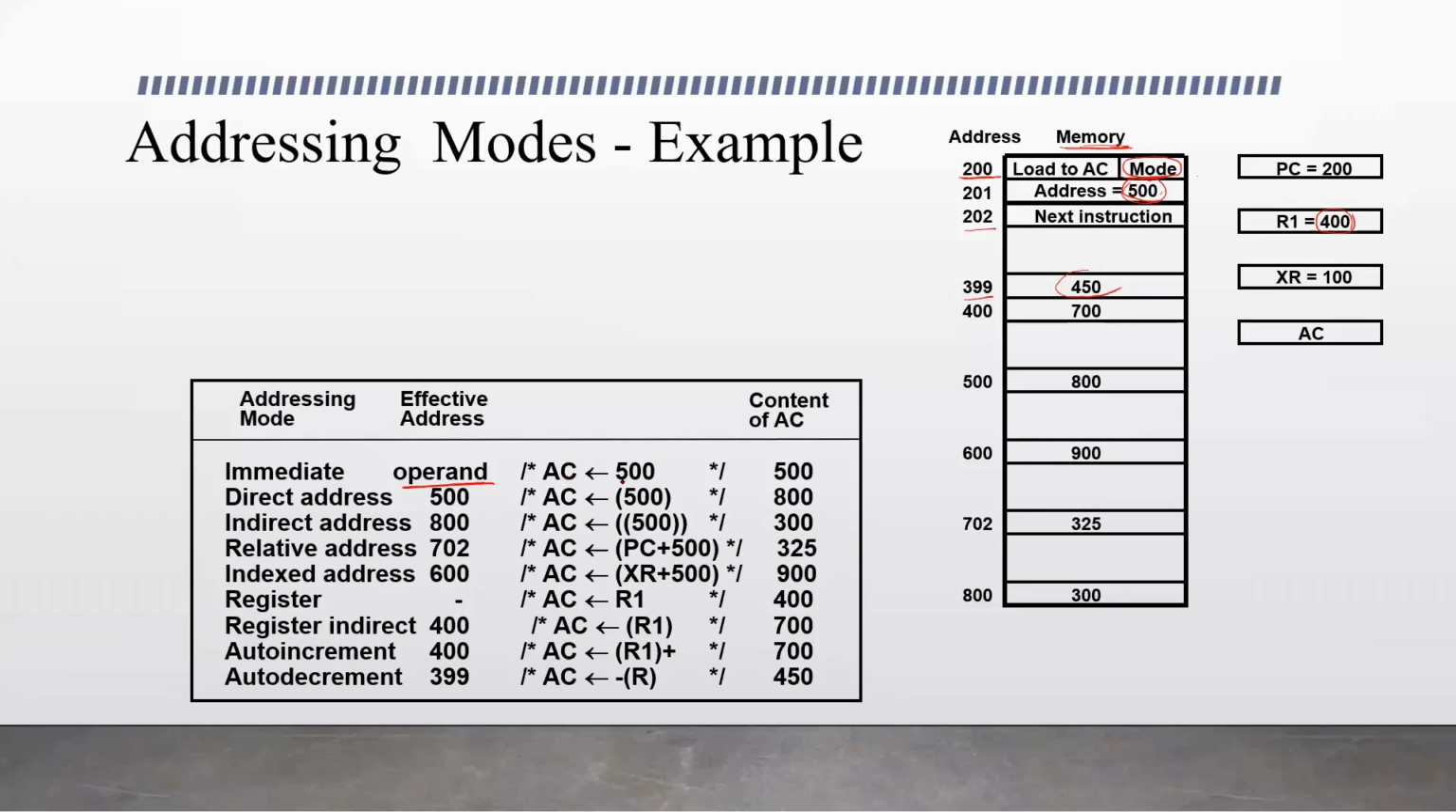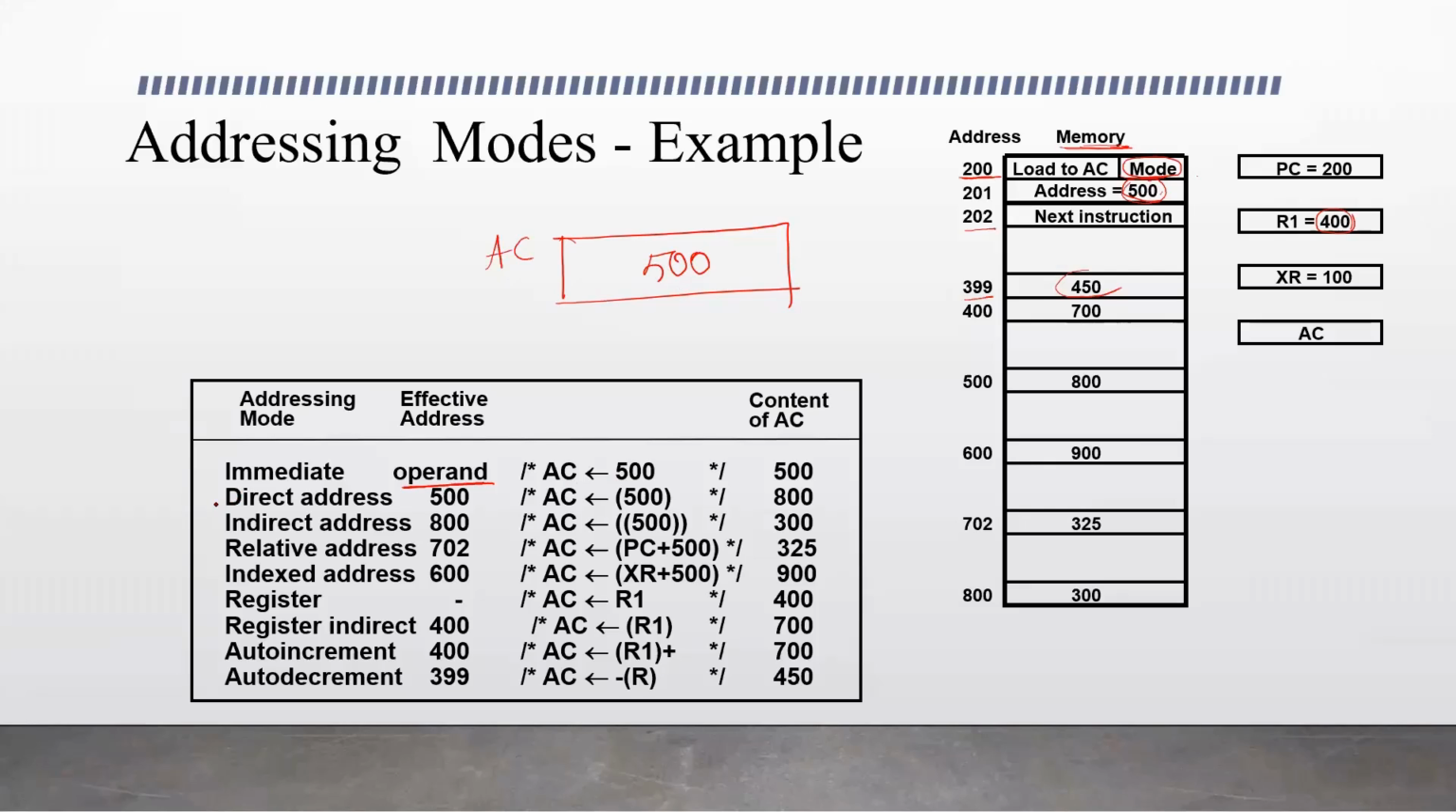Okay, in the accumulator we will have 500. This is our register, the accumulator. The data we will have after execution of this instruction, when the mode is immediate, is the same value given in the address field of the instruction. So the content of AC will be 500.